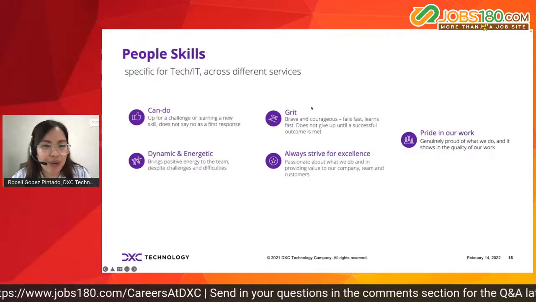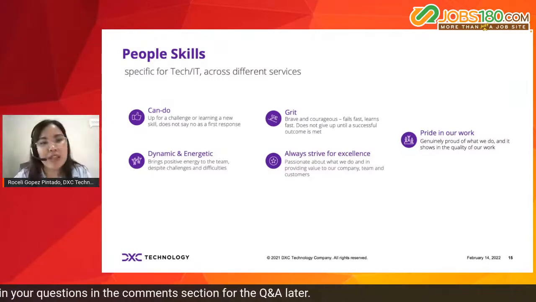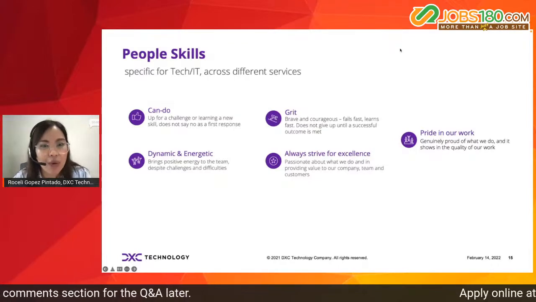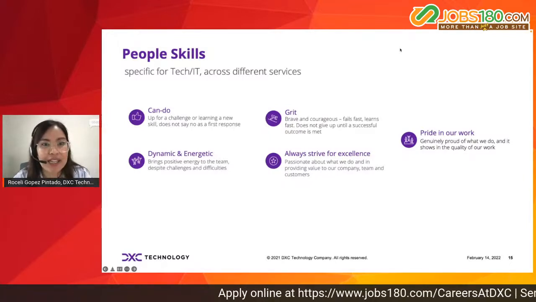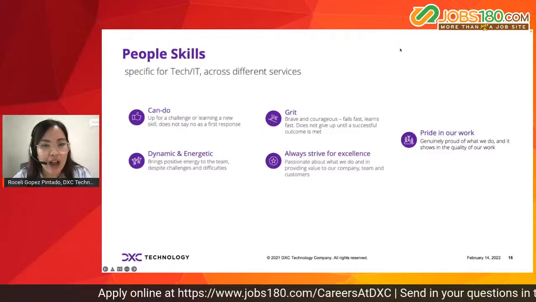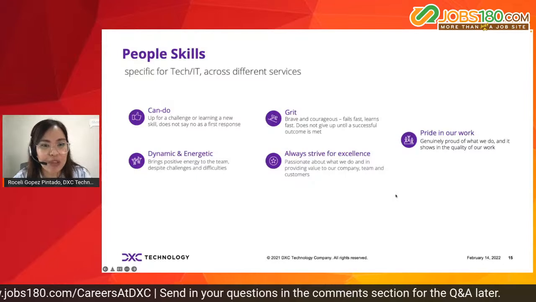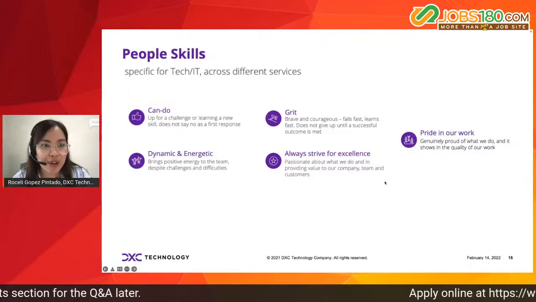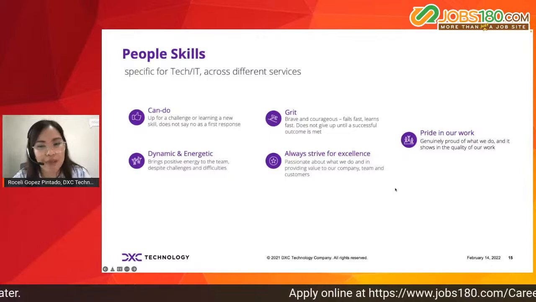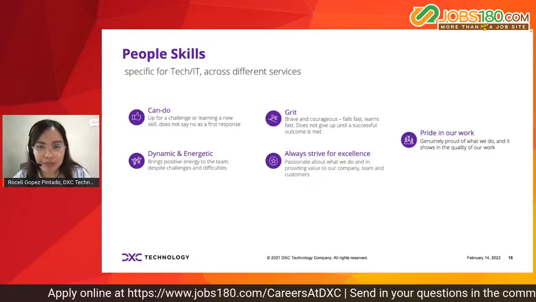Having grit, right? So grit is really being brave and courageous. This means that you are willing to fail fast, learn fast, right? You don't give up until a successful outcome is met. And then there's always striving for excellence, right? So this just means that you're passionate about what you do and in providing value to your company, team, and customers. And lastly, for the people skills, it's pride in your work, right? Being genuinely proud of what you do, and it shows in the quality of your work. Okay.